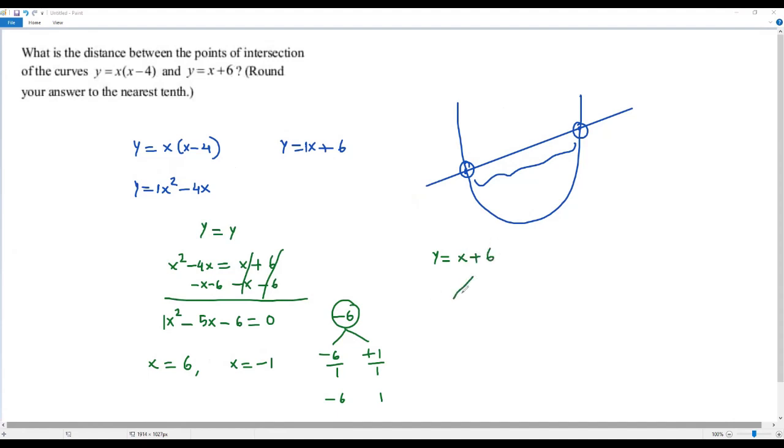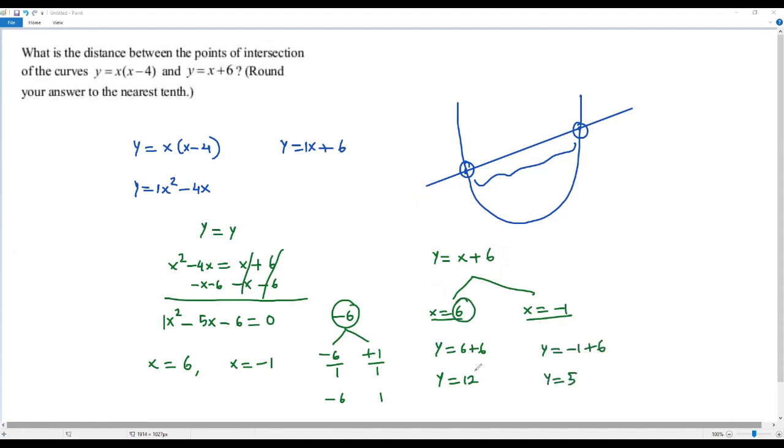In this one, what we have to do is plug in x equals 6, the first value, and x equals negative 1, the second value. When I plug in x equals 6 into this one, what do I get? I'm getting y equals 6 plus 6, that is y equals 12. Now let me plug in negative 1 for x over here, then I'm getting y equals negative 1 plus 6. Then I'm getting y equals 5.